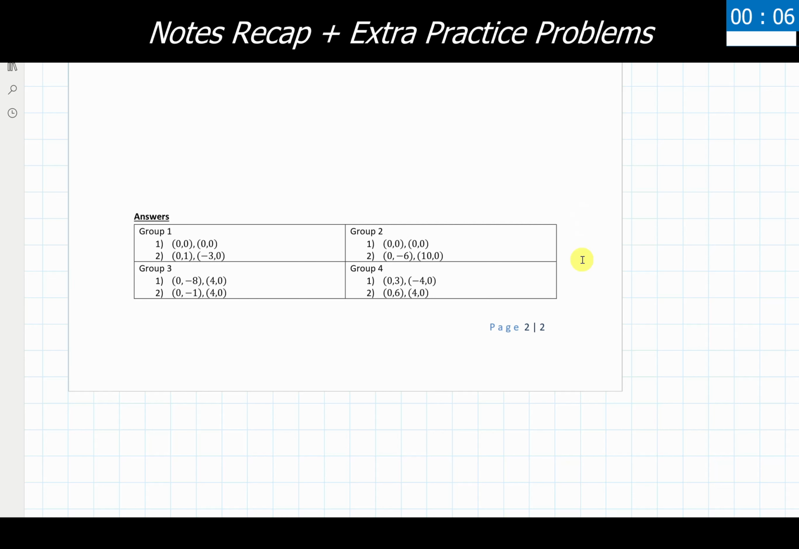Make a slight adjustment to it, and then I think you'll be good to go. But that's everything for graphing with intercepts.